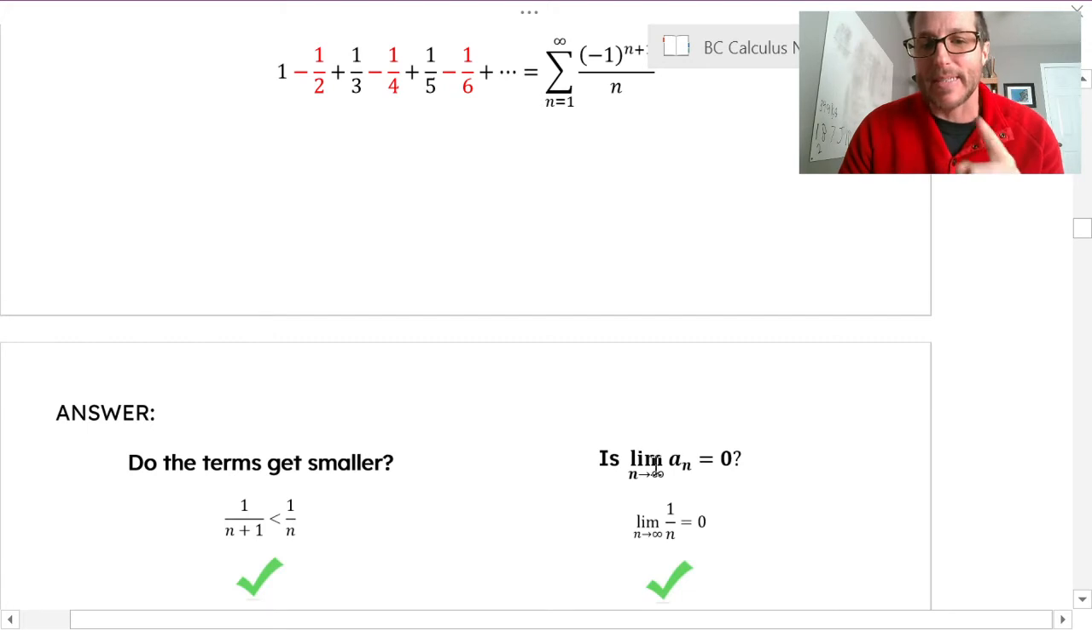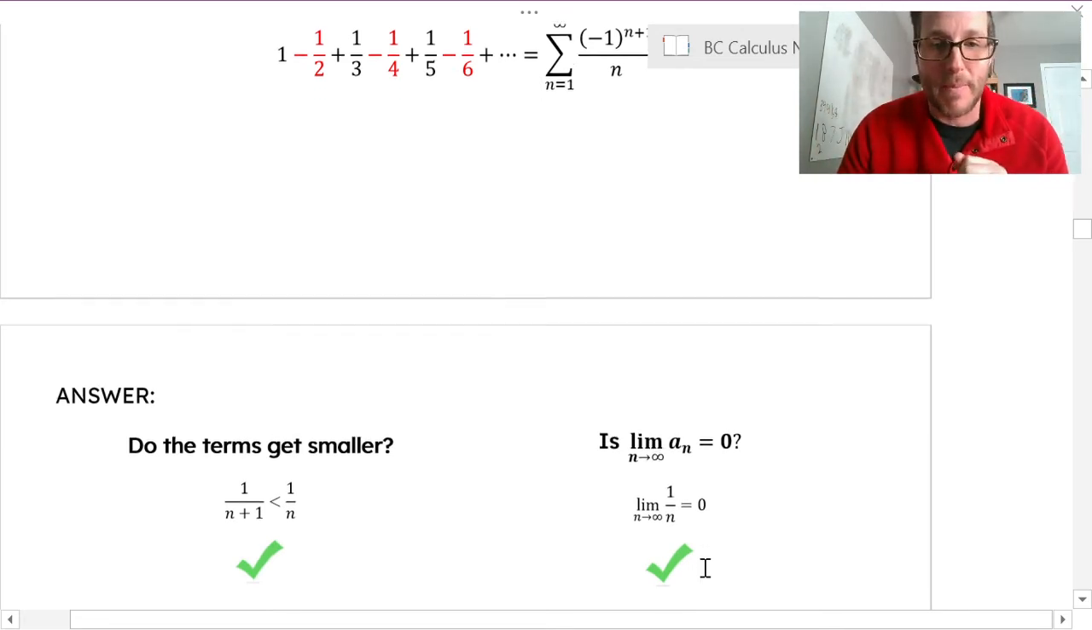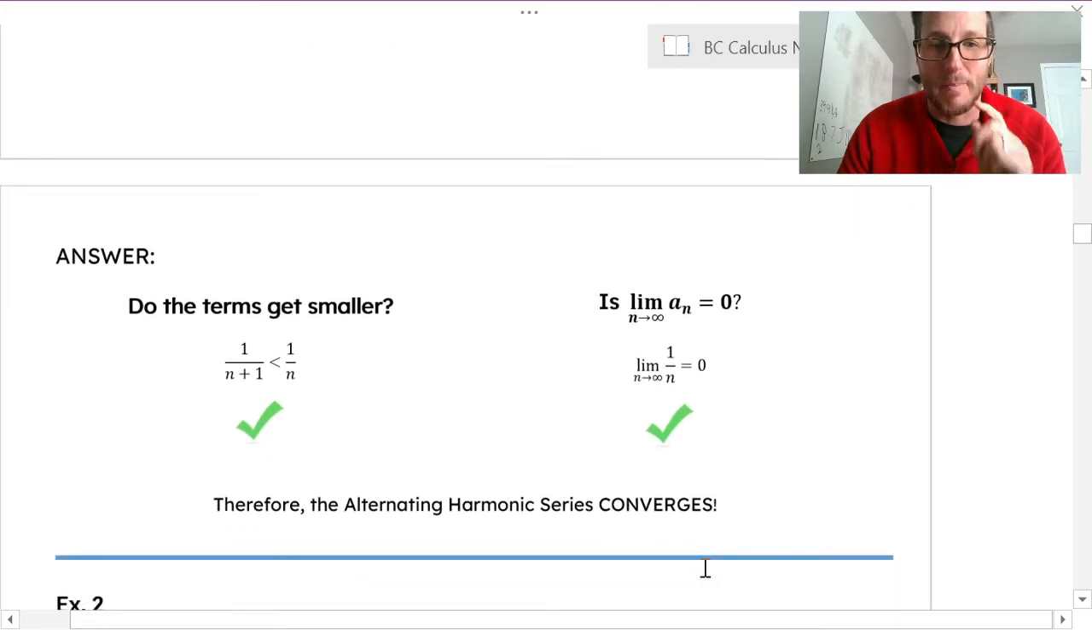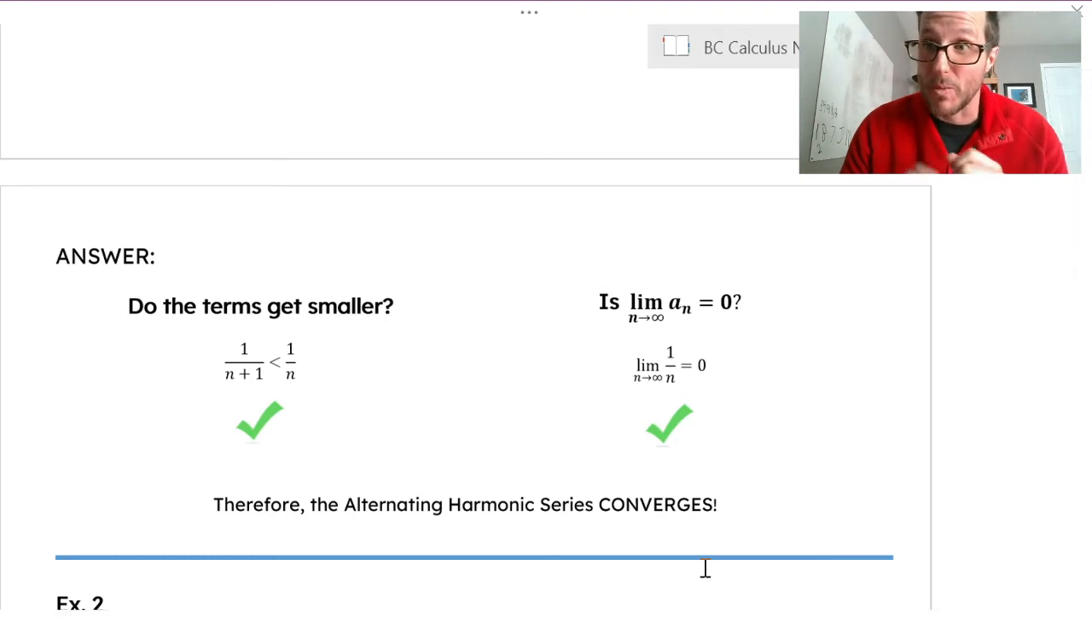Is the limit of a sub n, as n goes to infinity, of 1 over n, is it 0? Well, of course it is. So cha-ching on that one too. And what does that mean about this alternating series? It means that the alternating harmonic series converges. Okay. So we have the harmonic diverging, but the alternating harmonic converging. More on that if you stay tuned.